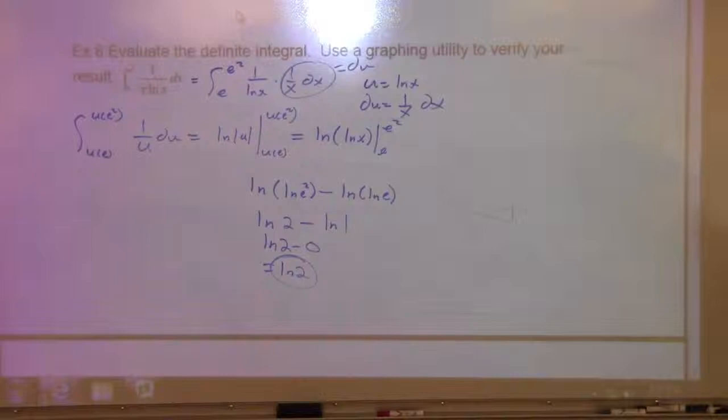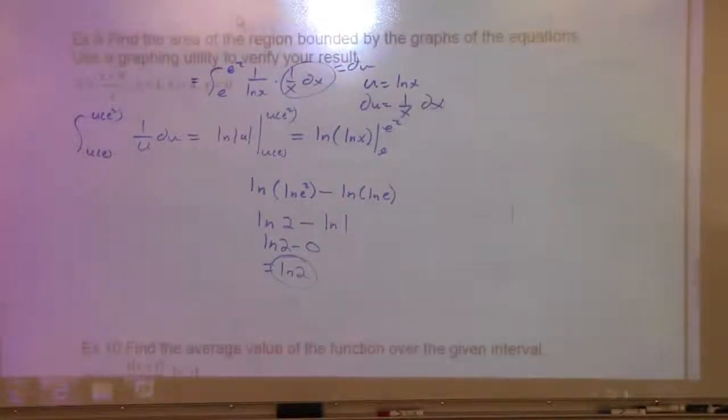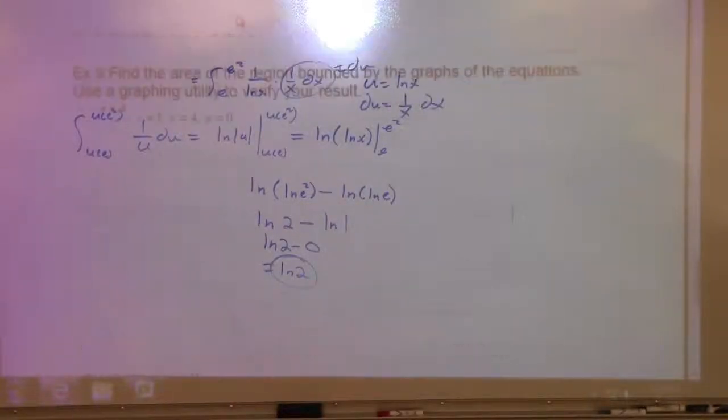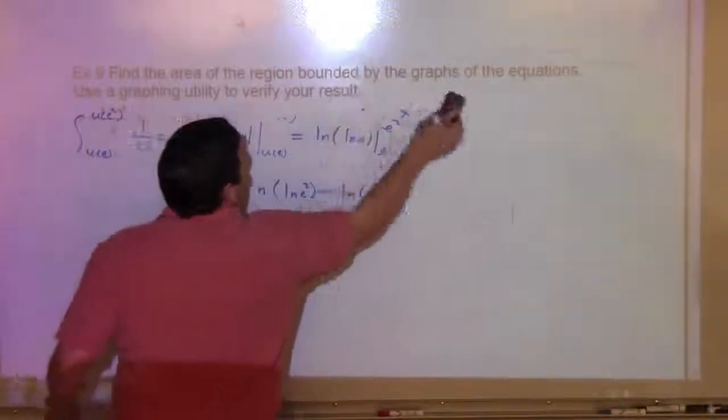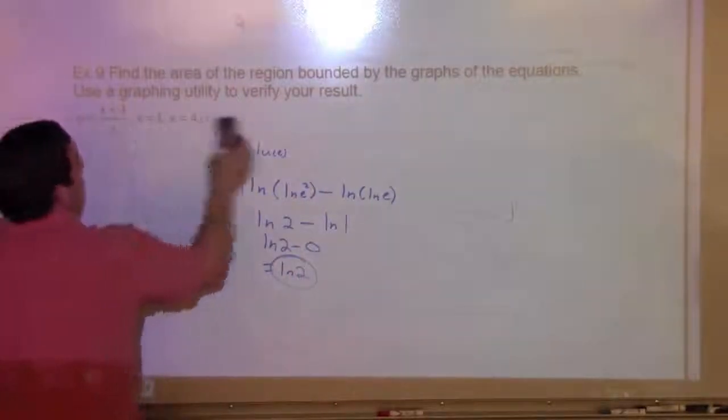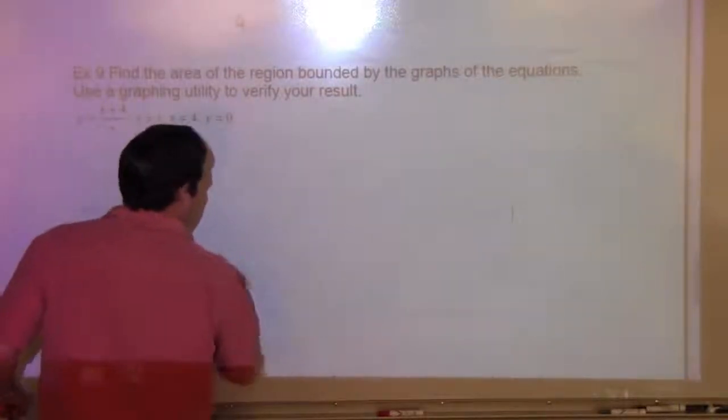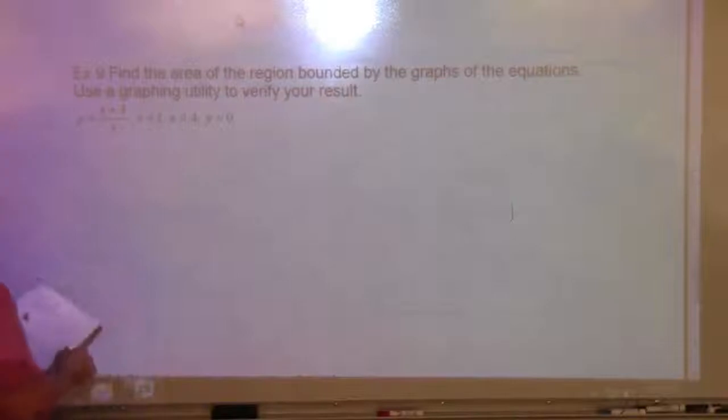Okay, I'm going to go on now to the last page. A couple of examples there. Look at example 9 first. Find the area of the region bounded by the graphs of the equations. Use a graphing utility to verify your results.